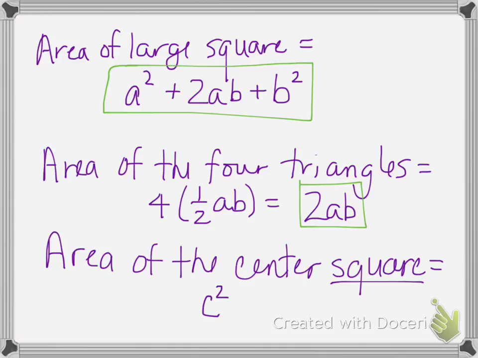All right, so we're going to put this together in one equation, because the area of the four triangles, this whole bit right here, all of this together is equal to the area of the large square. So I can write one equation with all of this in it. So let's do that now.